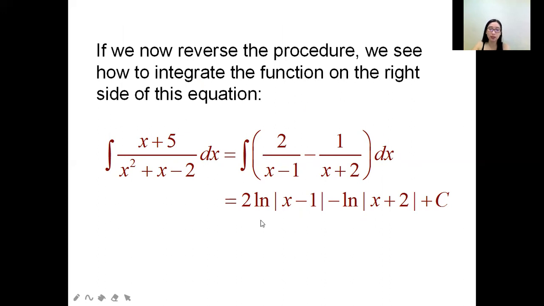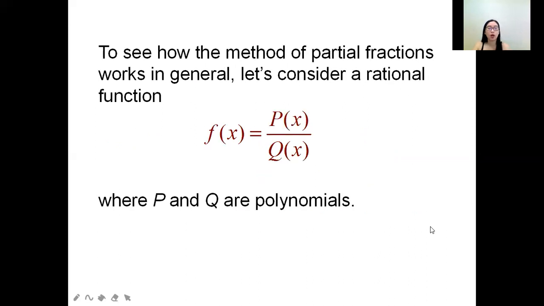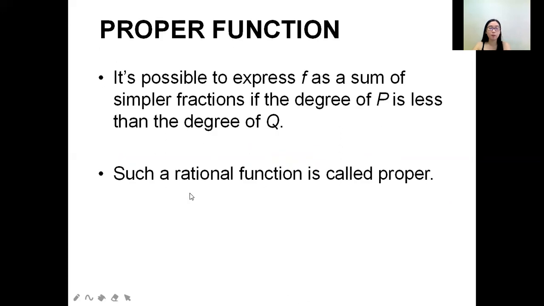So therefore, the answer is 2 ln absolute value of x minus 1 minus ln absolute value of x plus 2, plus C. So to see how the method of partial fractions works in general, let's consider a rational function f of x equal to p of x over q of x, where p and q are polynomials.